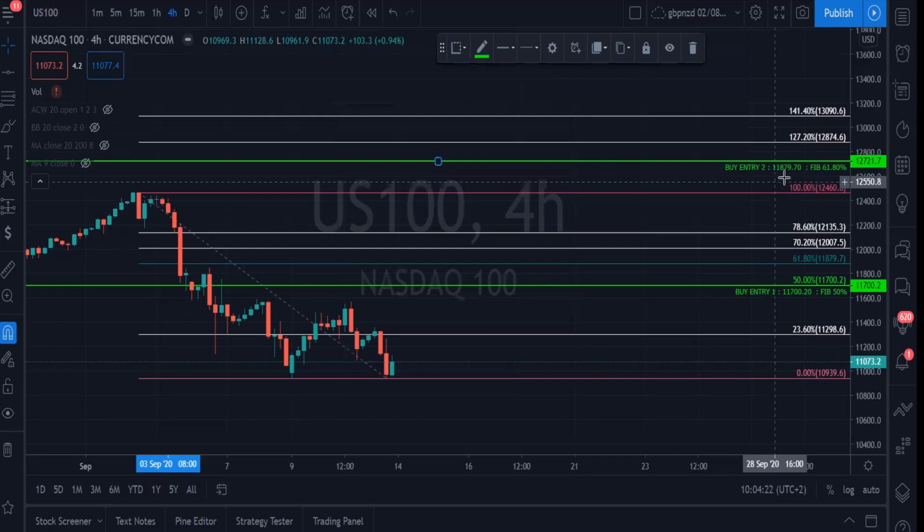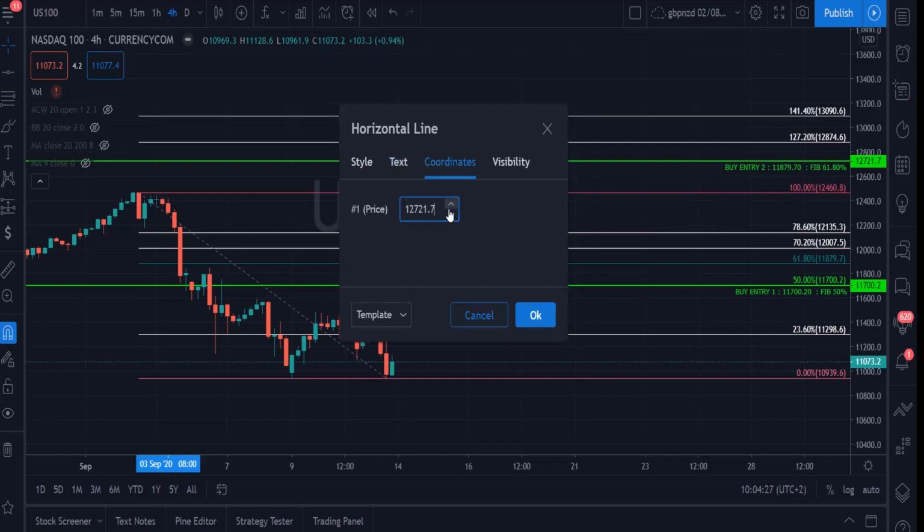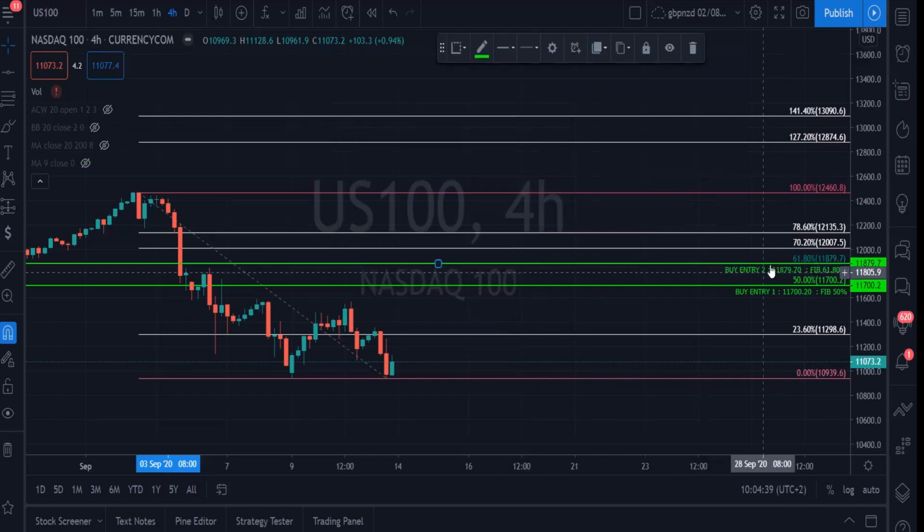Okay, it's there, 11,879.70. Let me just put the coordinates for it so it goes to its actual place that I need it to be. 11,879.70. You see it goes in its specific place. That's where it goes, okay? So far I showed you how to draw 2 horizontal lines. I don't know if you understand it, but I will do another one, then you can get to understand it. You see, when we're done, we're going to remove all the other lines that we do not need, so our chart is not going to be too busy and too confusing.